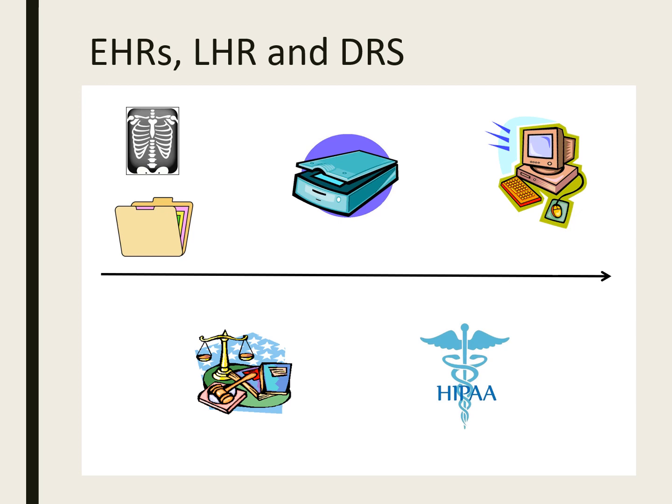The definition of the legal health record has evolved with the passage of patients' rights legislation, giving the patient the right to access his or her own health information. With the passage of the Health Insurance Portability and Accountability Act, patients have a right to inspect and obtain a copy of their designated record set that includes the legal health record.